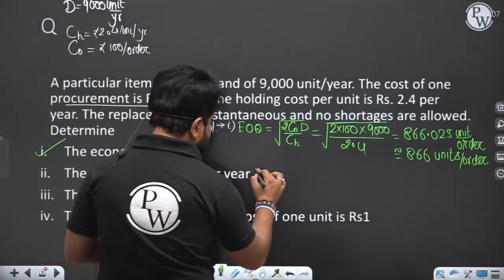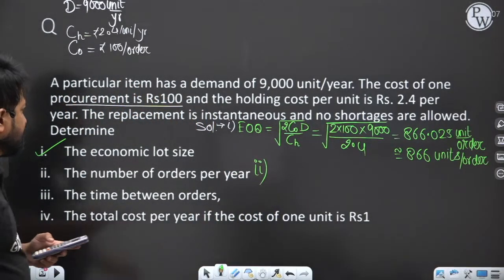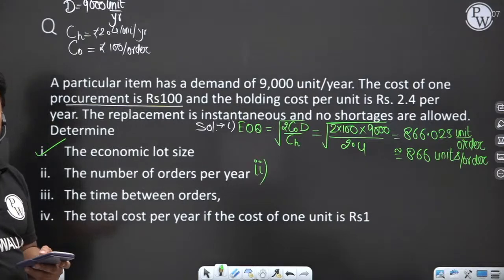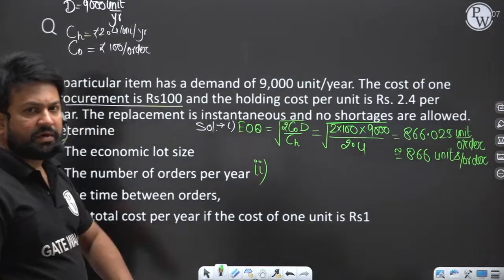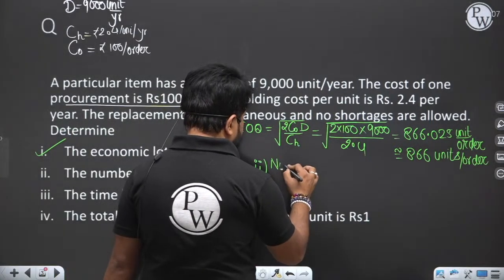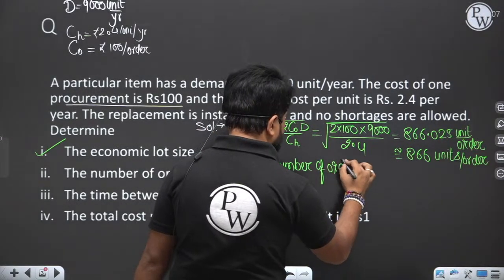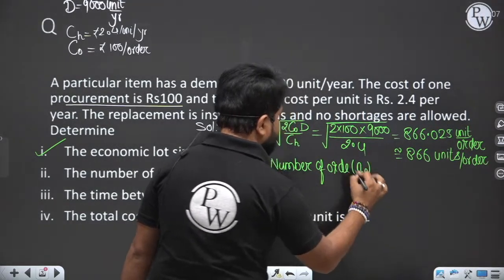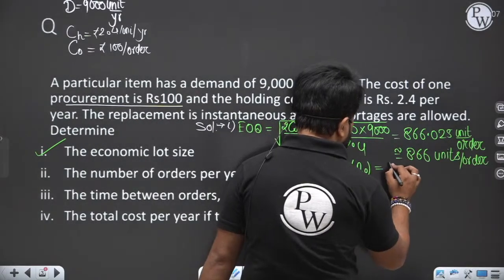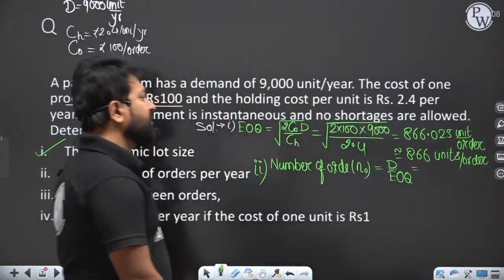Now let me solve the second part. What does it say for the second part? He says for the second part, the number of orders per year. How many orders per year? Let's represent it by N naught. The number of orders will be the total annual demand divided by the economic order quantity.